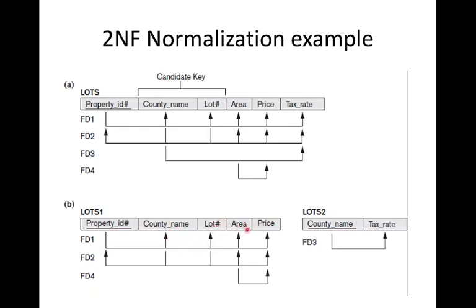The non-prime attributes, area and price, are fully functional dependent on both the candidate keys. One is property ID, and the other candidate key is county name and lot number. So these two tables are in second normal form. This table is also in second normal form because every non-prime attribute is fully functional dependent on every candidate key. Here the candidate key is county name alone. So these two relations are in second normal form. We have decomposed this table, or normalized it, into two. Now these two tables are in second normal form.